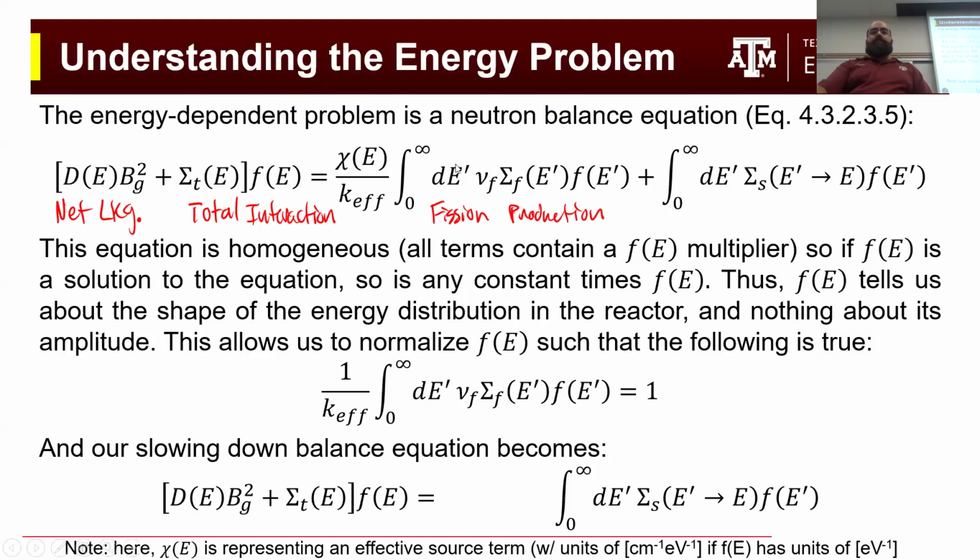That's my neutron production term from fission reactions. And then this term right here is talking about neutrons that scatter from some other energy E prime into the current energy E that I'm tracking. And so this is my in-scattering term. Neutrons that scatter into the current energy group E from some other energy group E prime.